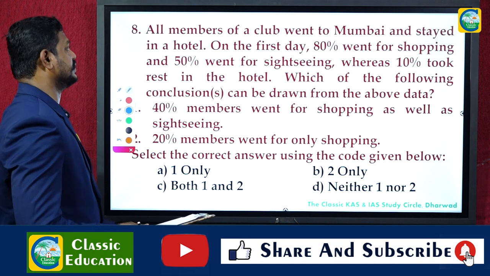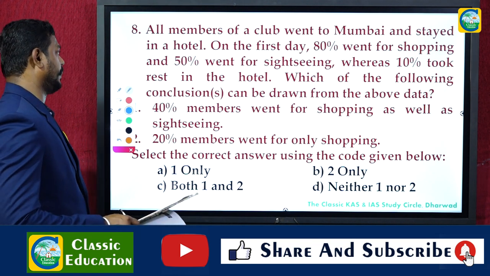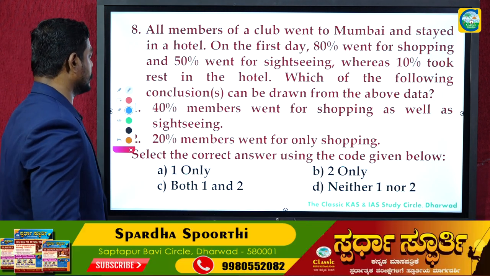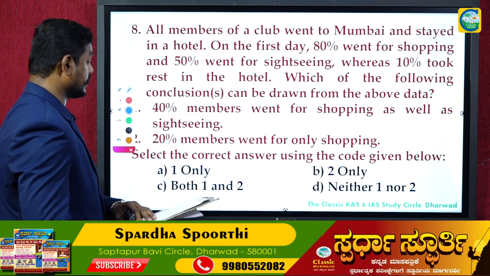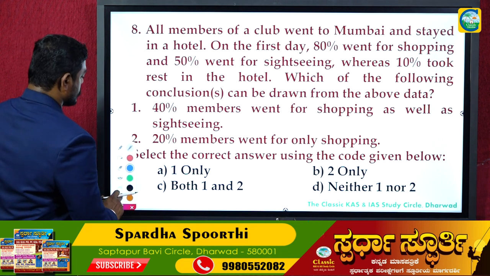All members of the club went to Mumbai and stayed in the hotel. On the first day, 80% went for shopping and 50% went for sightseeing, whereas 10% took rest in the hotel. Which of the following conclusions can be drawn from the above data?